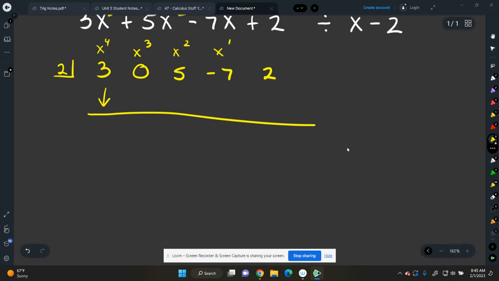Okay, so we bring down our 3. And we multiply and get 6. And then we add, and we get 6. Multiply and get 12. 17. Multiply is 34. Add, we get 27. Multiplying, we get 54. Adding, we get 56.